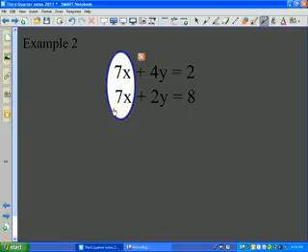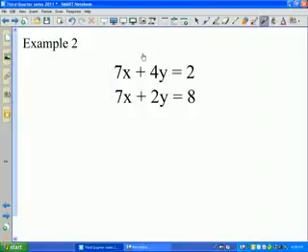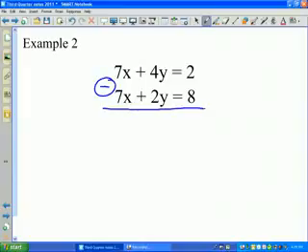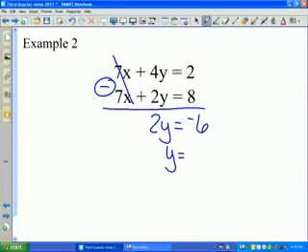Now look at their signs. Are they positive 7s or negative 7s? They're both positive 7s. So, same number, same sign, we are subtracting. So think about it, SSS, same number, same sign, subtracting. So when I subtract 7 minus 7, they cancel out, give me 0. Now I go 4 minus 2, which gives me a 2y, and 2 minus 8, which gives me a negative 6. So if 2y equals negative 6, that means y equals negative 3.